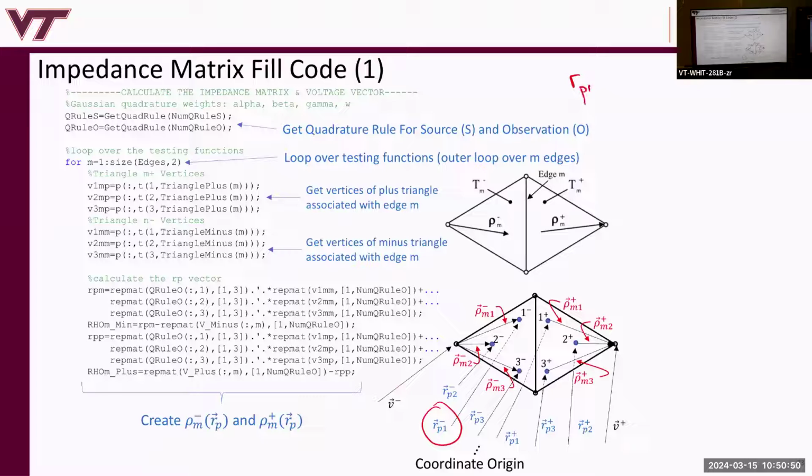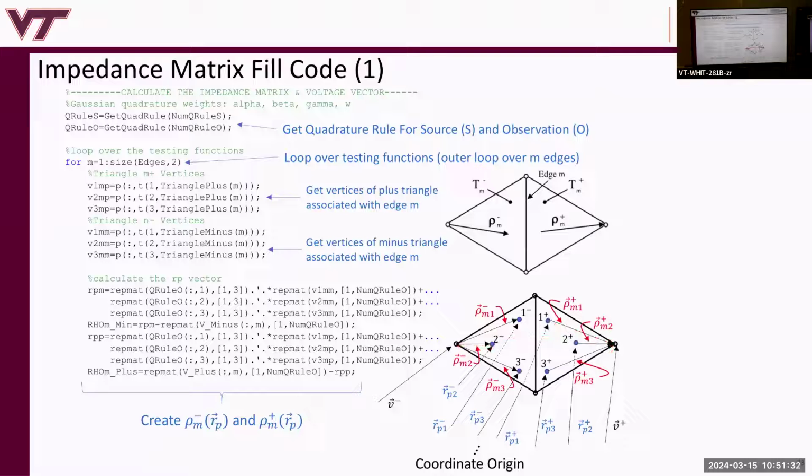RP1 minus, remember, is alpha 1 V1, let's call it V1 minus, I suppose, plus beta 1 V2 minus plus gamma 1 V3 minus. And then there are RP2, RP3, RP1 plus, RP2 plus, RP3 plus. You'll notice the direction of the vectors starts from this free vertex on the minus side and goes to the point. On the plus side, it goes from the point to the free vertex, so the current flows continuously across the edge.